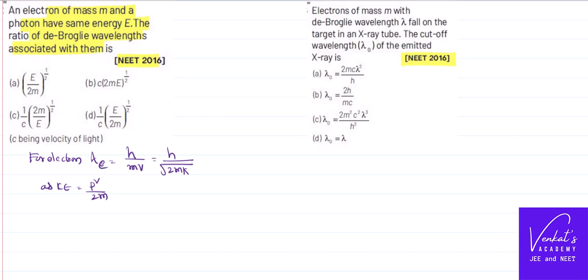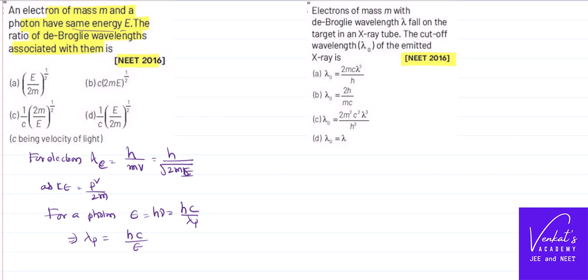Then I need the lambda of the photon. For a photon, E equals h nu, that is hc by lambda of the photon. That implies lambda of the photon is hc by E. Here I called energy as K, so here also I will call it as E. So hc by E. Now he is saying these two energies are equal, having the same energy.